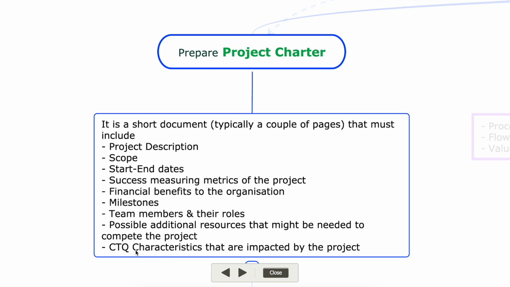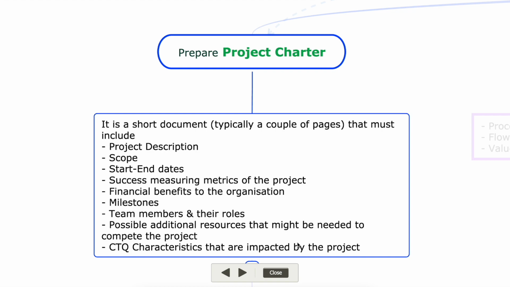And then CTQ characteristics. What are these critical to quality characteristics that are impacted by the project? It means that in the service or in the product manufacturing, this project, which is supposed to improve the existing process, will improve what critical to quality characteristics of that product.